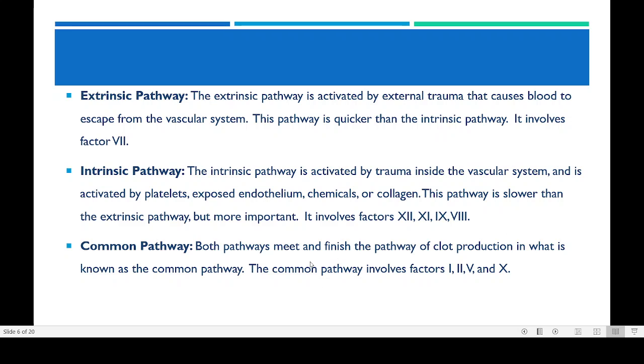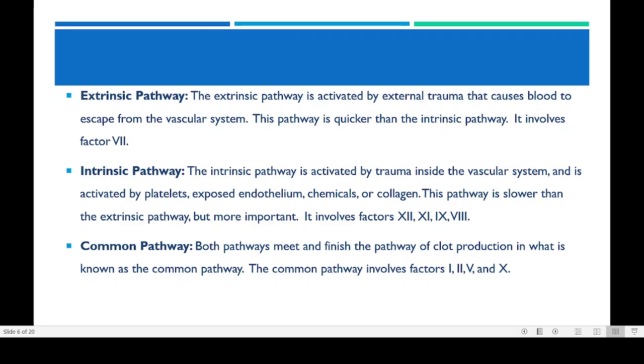So here there are three pathways: the extrinsic pathway triggered by external injury, the intrinsic pathway caused by internal injury, then third is the common pathway. Both pathways meet and finish at the pathway of clot production, what is known as the common pathway. In the common pathway, a number of clotting factors are involved. Clotting factor 1, 2, 5 and 10. These are the protein factors or clotting factors which are specially present in the common pathway.